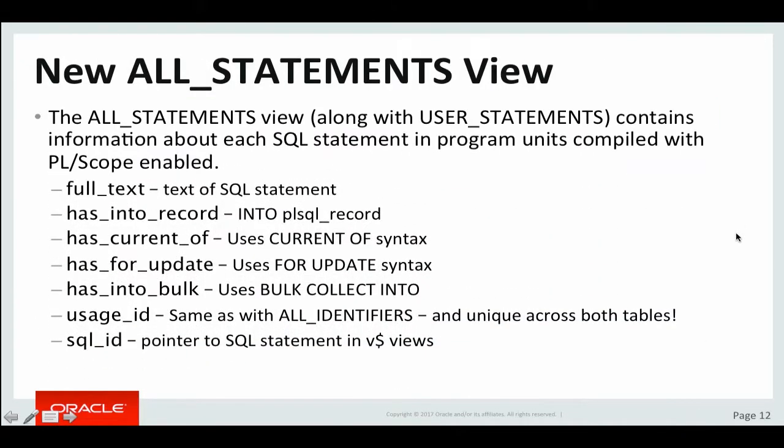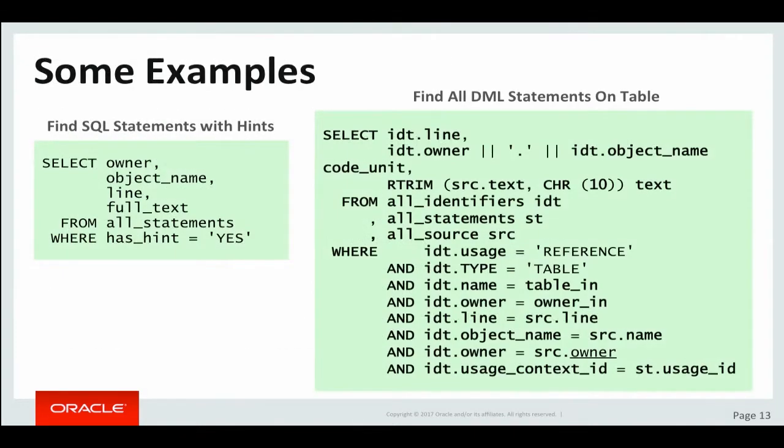So there's a new all statements view. It's got a whole bunch of stuff in it. It'll tell you, does it do an into record, bulk collect into, does it have a for update clause, current of clause, and so on and so forth. SQL ID that points back to the SQL statement in the $find views. They did a really nice job here. So, can't get much simpler than this.